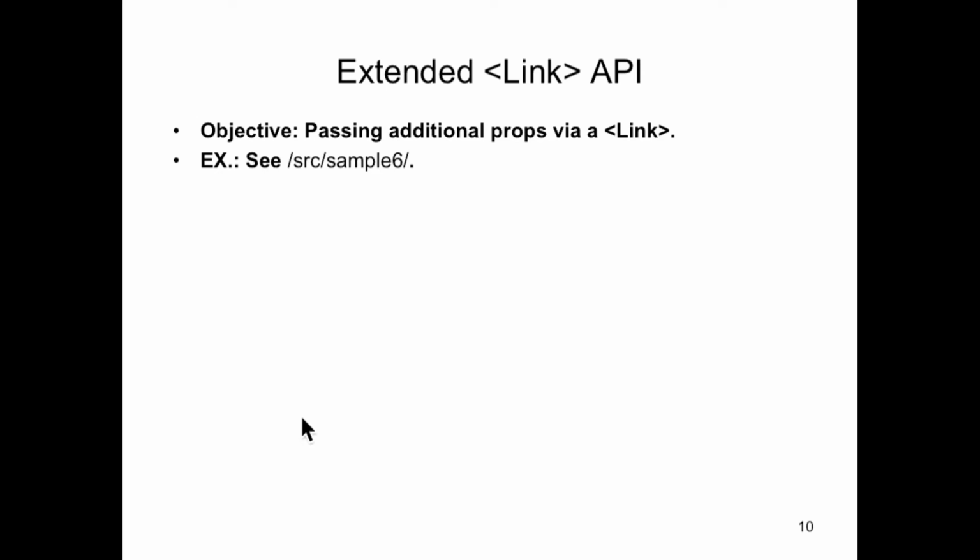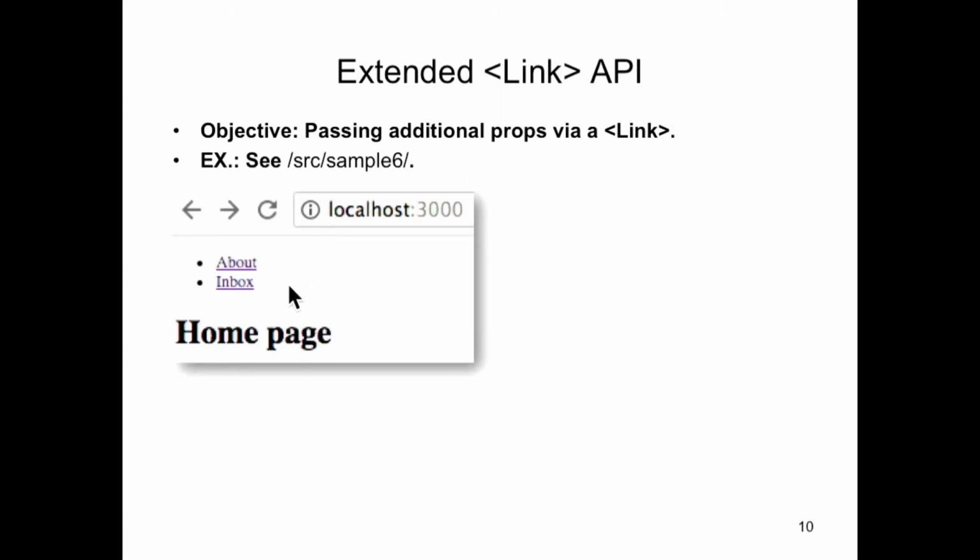So it's a bit like the previous idea of having extra props in your component. Sometimes in a hyperlink where you're using the link component, not only do you want to specify what is the URL associated with the link, but there might be some extra data that you want to make available to the component that is rendered as a result of the user clicking on that link. So yeah, it's passing additional props really, again, via the link component.